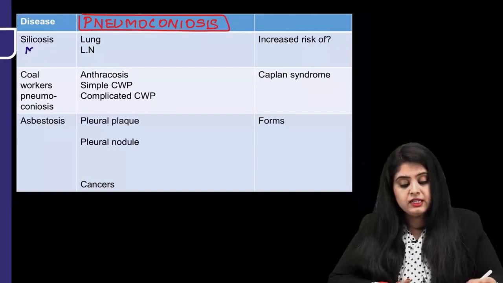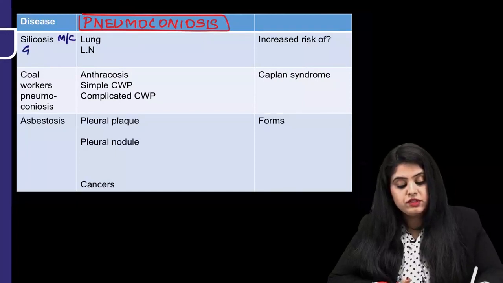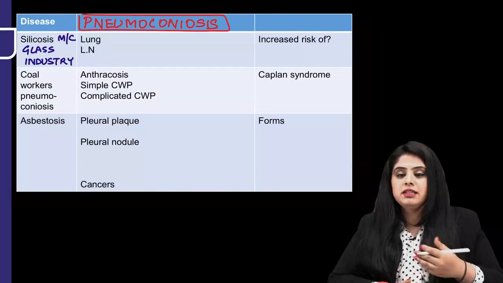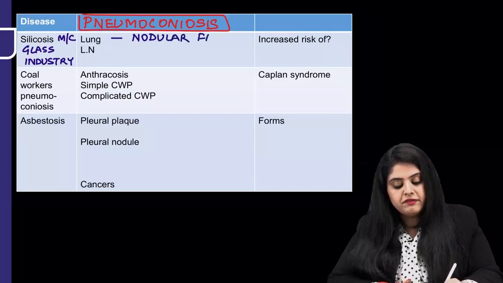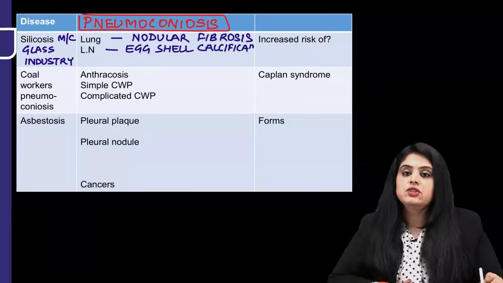Silicosis will have a question. Not only will it be that it is the most common pneumoconiosis, they will also give you a question on which industry. So they will give you something to do with the glass industry. So remember, when silica goes into the lungs, it causes nodules. In the lungs there is something known as nodular fibrosis, and lymph node is a very important finding that you have in radiology. In lymph node we see eggshell calcification.